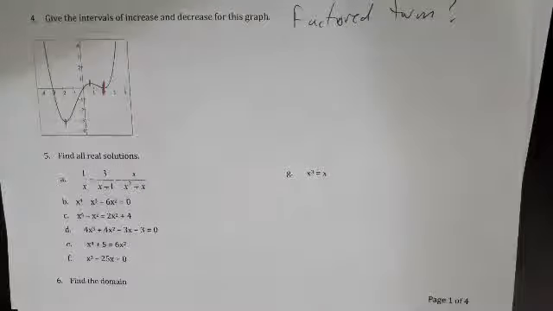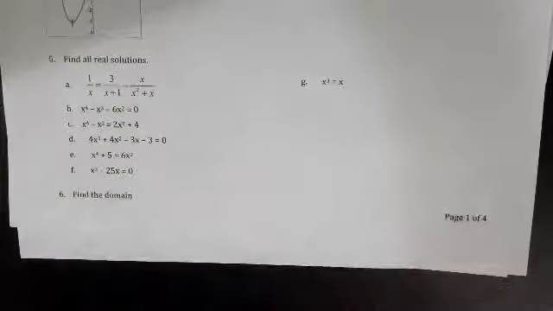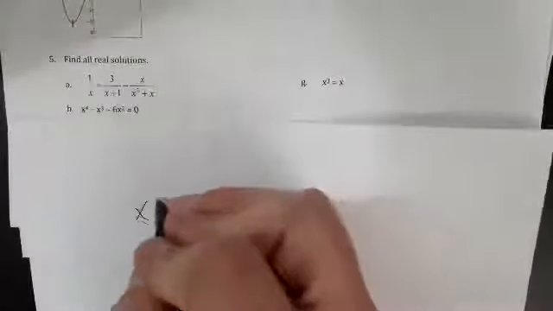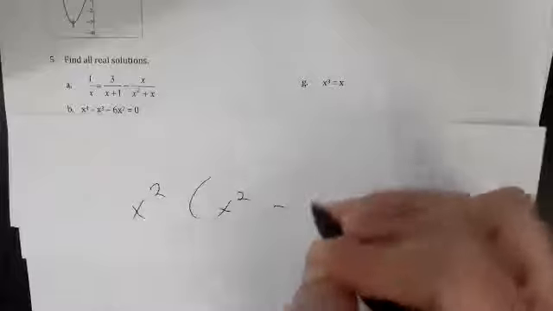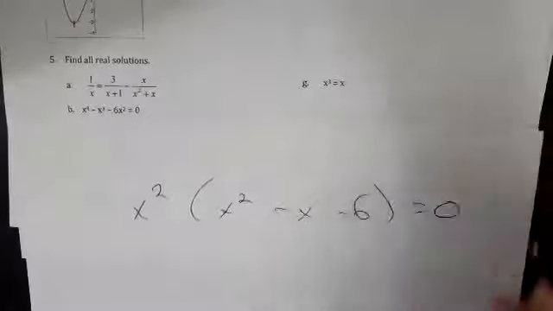All right. So B, how do we factor B? What's the first thing you should be doing when you factor something? Take out a GCF. If we're looking here, what's my GCF here? I think the lowest power of x I have is what, x squared? What happens if I take out an x squared? I get what, x squared minus x minus 6 equals 0.